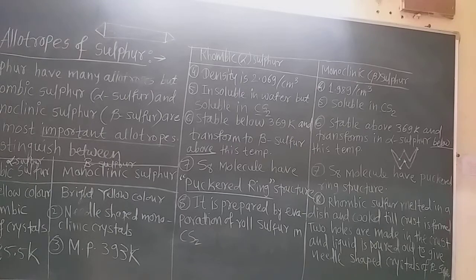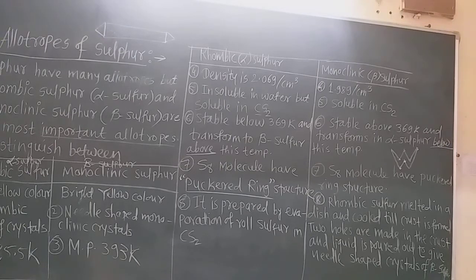And the last, that is the preparation method. Now this rhombic sulfur can be prepared only by the evaporation of the roll sulfur. Roll sulfur means sulfur which is found in the earth crust. Only take that roll sulfur and evaporate it. Then immediately it converts into the rhombic form, that is the alpha sulfur.